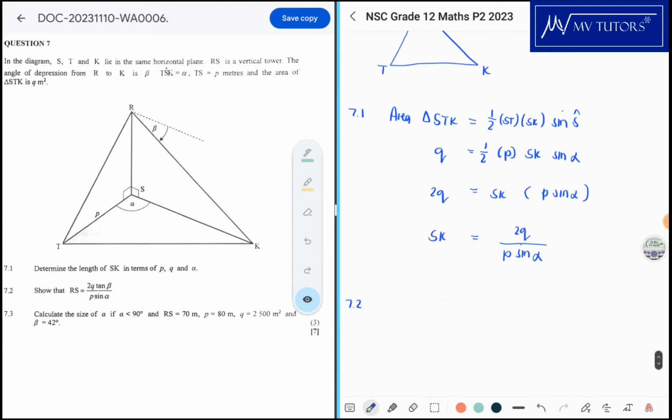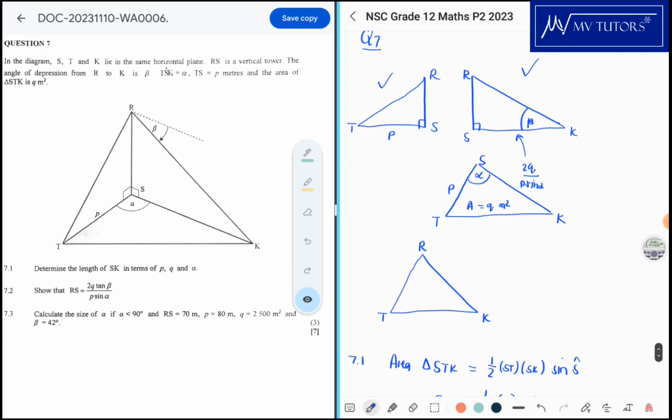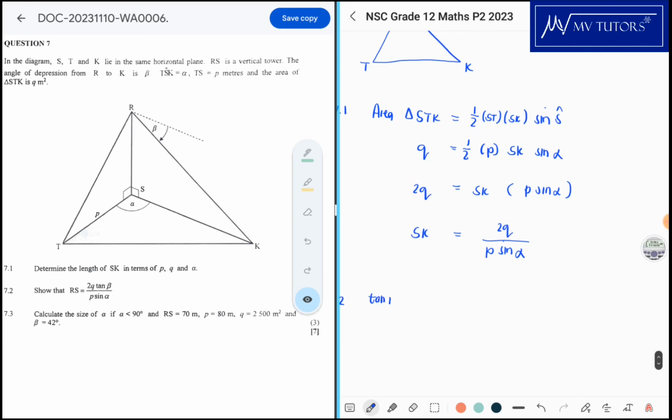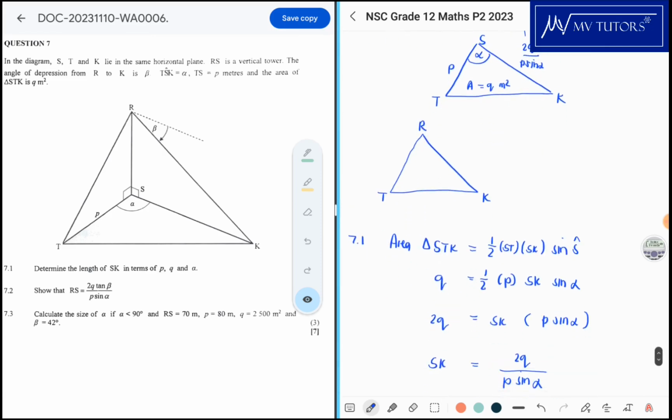So 7.2 says, show that RS is 2Q tan beta over P sine alpha. Okay, RS, where is that? It's either in this triangle or that triangle, but because I don't know anything about triangle TRS, I'm going to go with triangle RSK. And they are asking RS, right? And I'm seeing beta there, so that confirms it even more. I'm going to start by saying, what is tan beta? Tan is opposite over adjacent, so it's RS over SK.